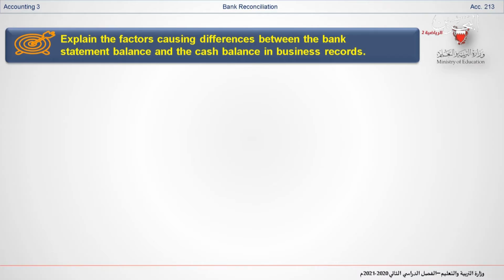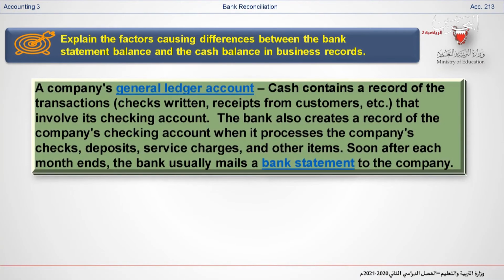In accounting, a company's cash includes the money in its checking accounts. Most companies use checking accounts to handle their cash transactions. The company deposits its cash receipts in a bank checking account and writes checks to pay its bills. A company's cash general ledger account contains a record of those transactions.